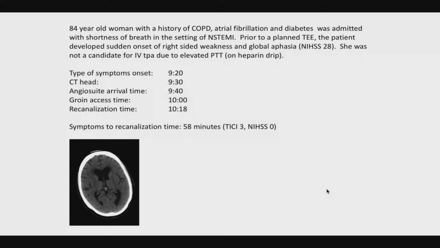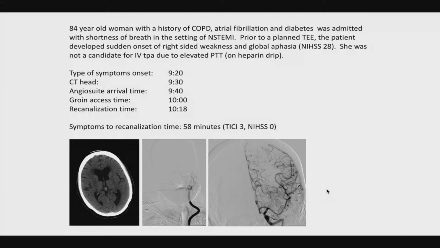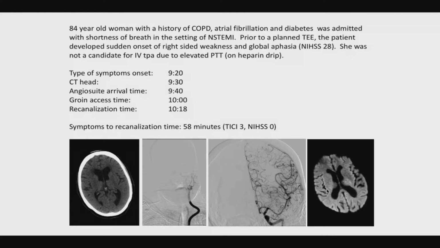And here's the non-contrast head CT. Here's the arteriogram showing the carotid terminus occlusion. Mechanical thrombectomy was performed, and the artery fully opened up. And here's the MRI, DWI, showing no ischemia, no stroke. So this patient only had a non-contrast head CT.